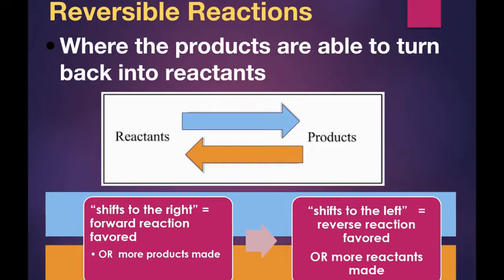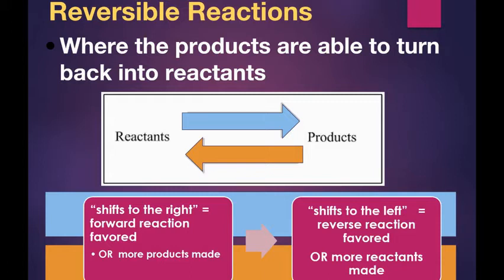Now, when we're looking at equilibrium, this is a dynamic process. So it's a constantly moving, constantly shifting process. And when we're looking at reversible reactions, that's where the products are able to turn back into the reactants.